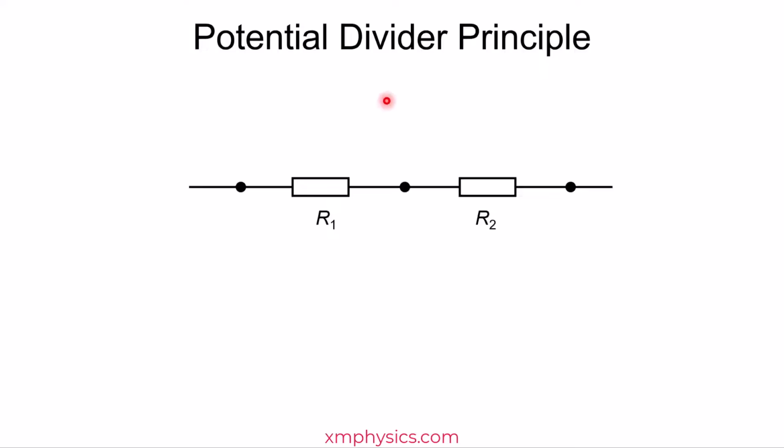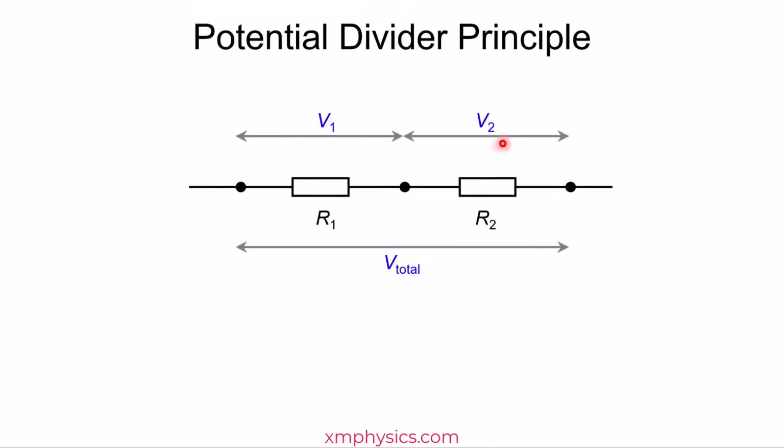Hello, in this video I'll introduce you to the potential divider principle. It's a very simple concept. Say we have two resistors connected in series. We apply a total potential difference of V total across the two resistors. What will be the PD across R1 and what will be the PD across R2?